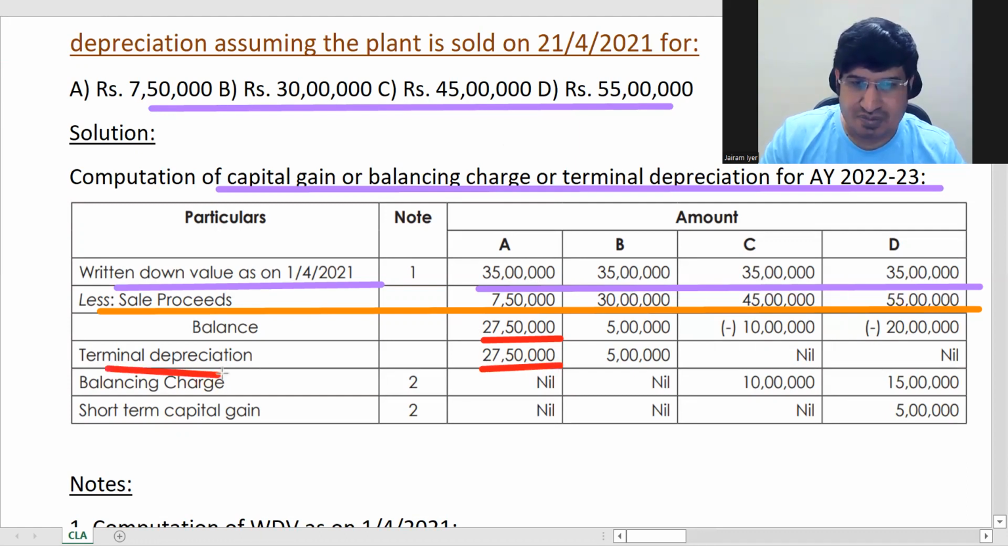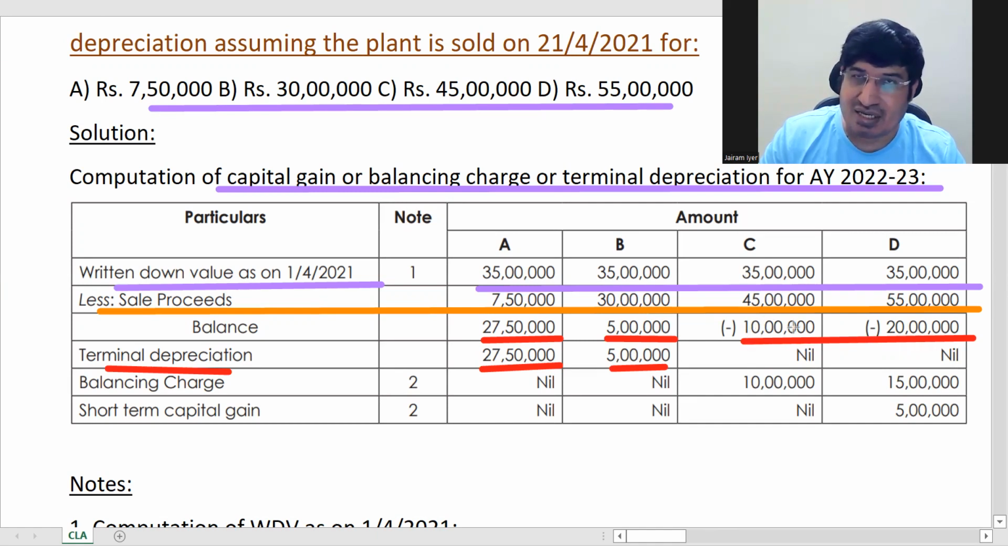In the second case, 35 lakhs is your WDV and you sold it for 30 lakhs. 5 lakhs is the loss now, which is terminal depreciation. Now in cases C and D, your sale proceeds are more than WDV, so there is no loss. In these two there is no loss. Now we have to find out how much is terminal depreciation and how much is balancing charge.